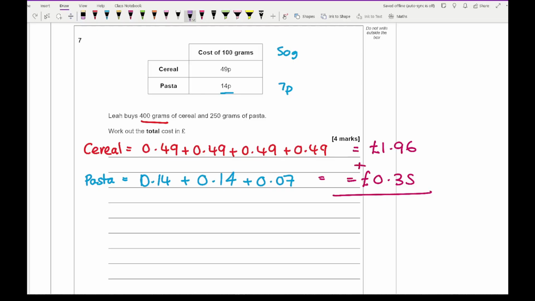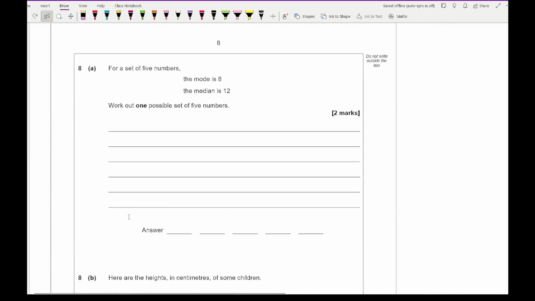So I've got 5 plus 6, which is 11. 9 plus 3, which is 12, plus 1 is 13. And then 1 plus 1 is 2. So it comes up to a total of £2.31.